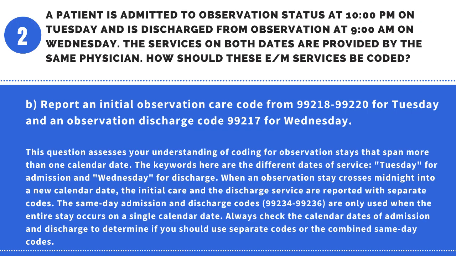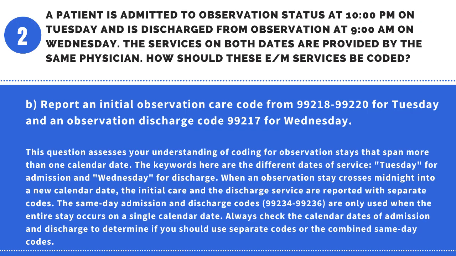When an observation stay crosses midnight into a new calendar date, the initial care and the discharge service are reported with separate codes. The same-day admission and discharge codes, 99234 to 99236, are only used when the entire stay occurs on a single calendar date. Always check the calendar dates of admission and discharge to determine if you should use separate codes or the combined same-day codes.